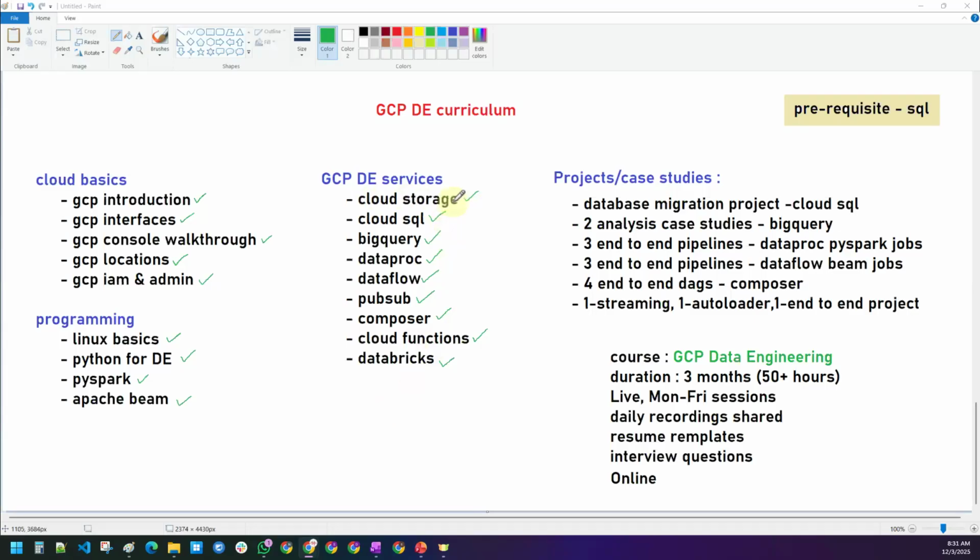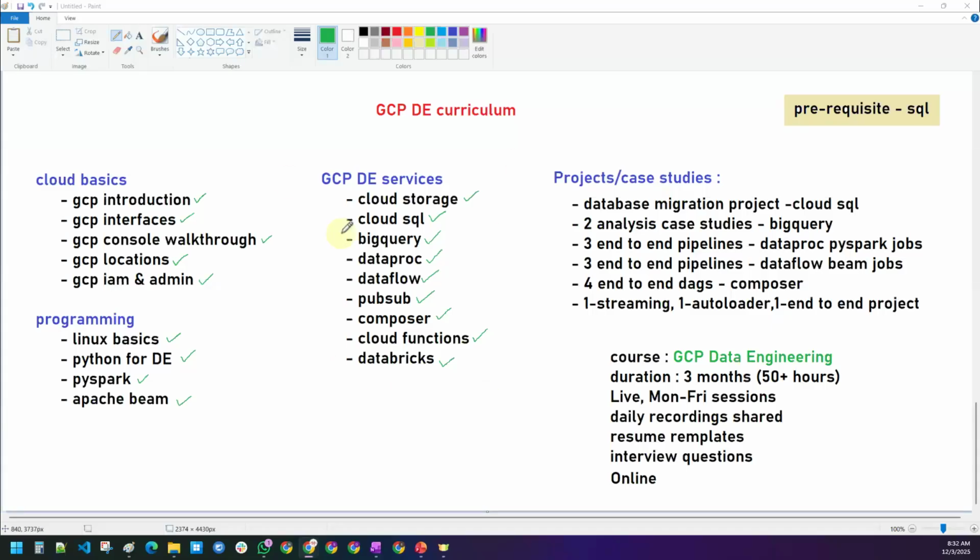We will be covering Cloud Storage, Cloud SQL, BigQuery, Dataproc, Dataflow, PubSub, Cloud Composer, Cloud Functions, and Databricks. In every GCP data engineering project you take, these services will be used, or these services are very much important in those projects.